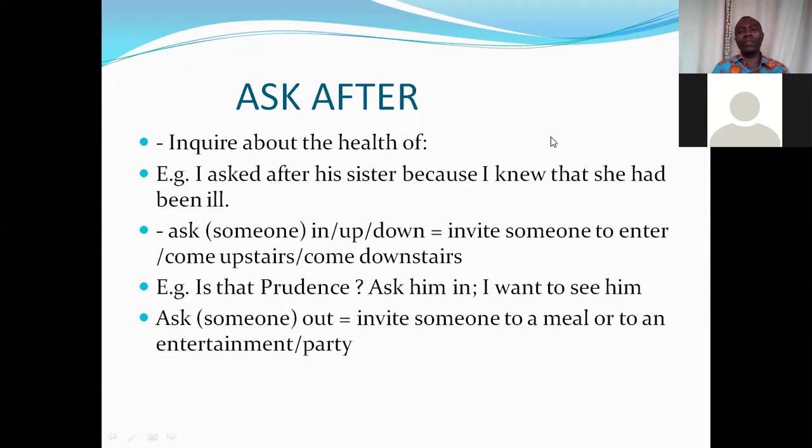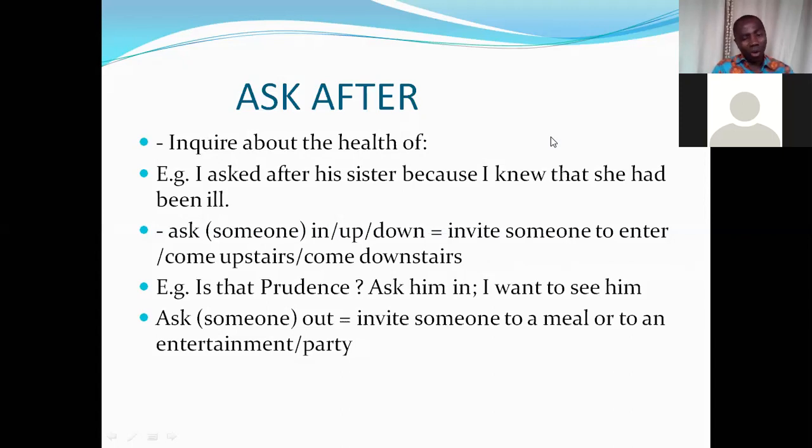Ask someone out. Invite someone to a meal, or to an entertainment, or party. For instance, I can say, I want to take you out. I want to ask you out. Can I ask you out this evening? It means can I take you out this evening? Can you go out this evening?